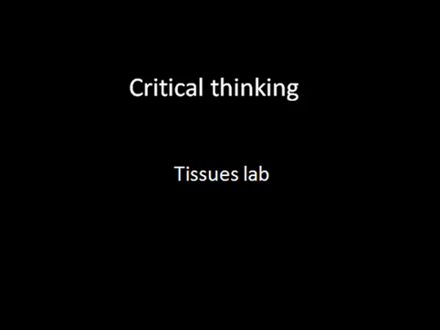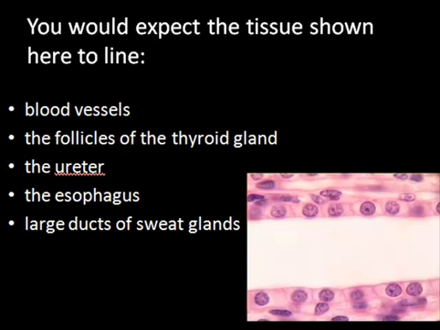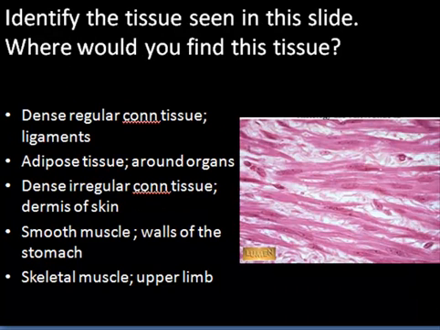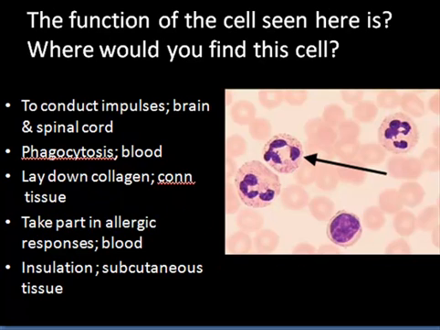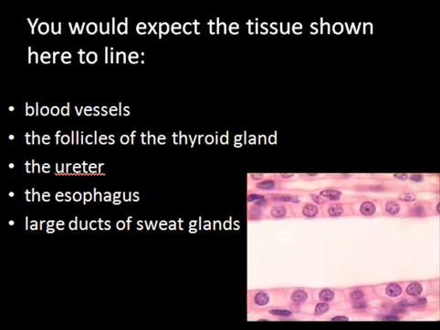This is the tissues lab, critical thinking, and I'm going to go over some images and some of the tissues and tell you how you should read the question and come to a logical choice amongst all the possible choices given. So here's the second one, and here is the third question, and let us go back to the first one, where it says, you would expect the tissue shown here to line.